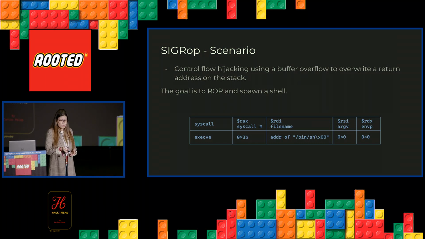And in order to be able to do that, we have to set 4 registers to the values that you can see here in the table. The first register is the syscall number, which is 0x3b, that represents execve. And then we also have RDI, RSI, and RDX, which are just the parameters for the call to the syscall. So it's the address of binsh, then 0 and 0 again.